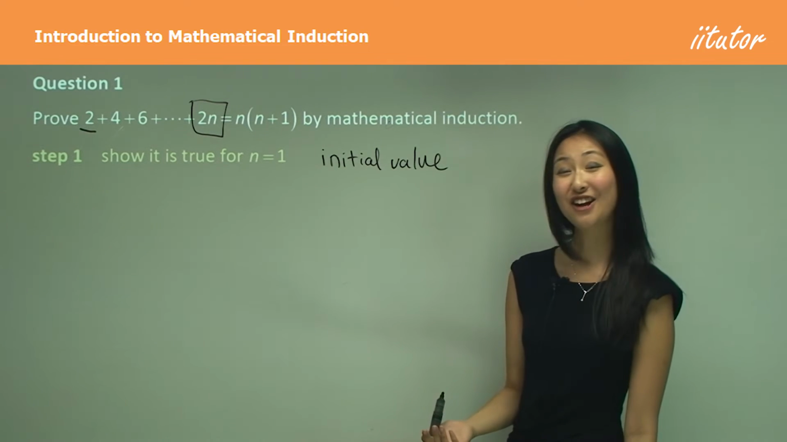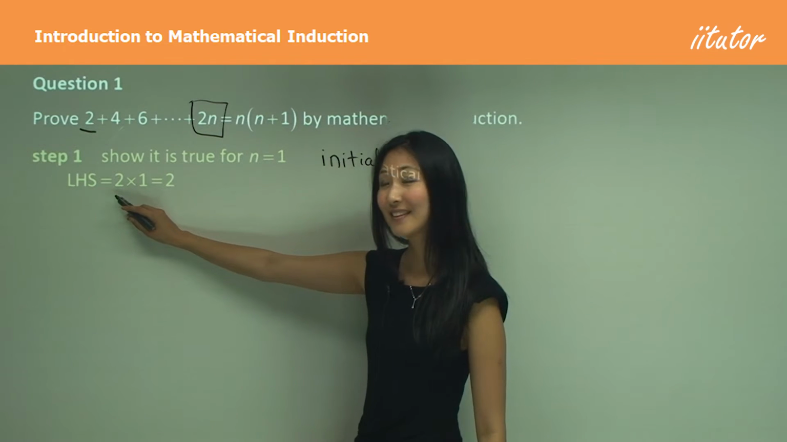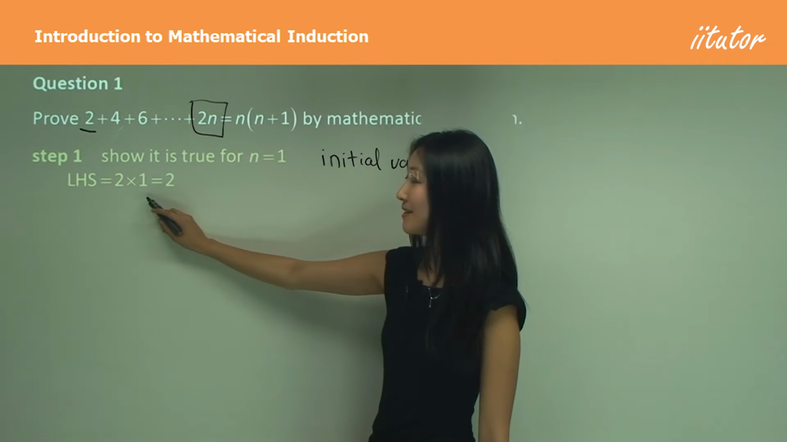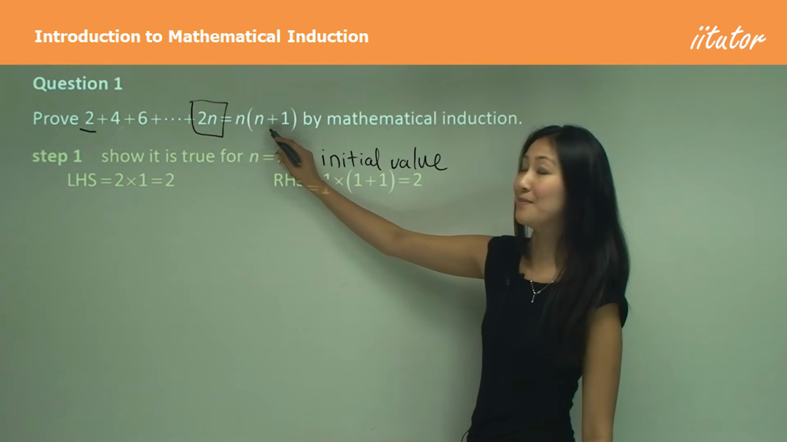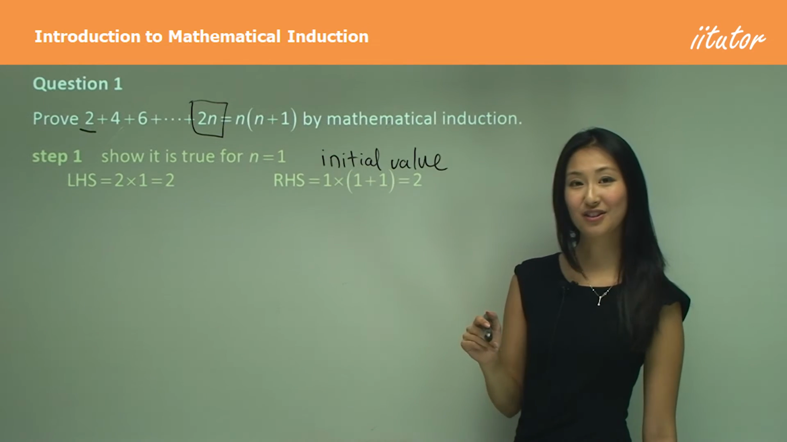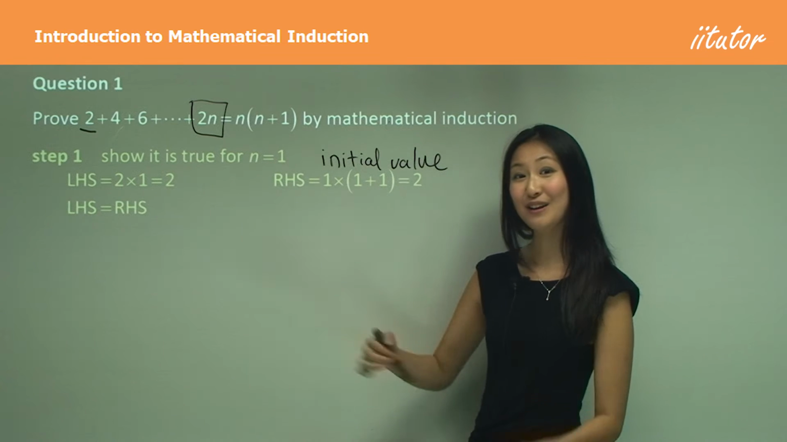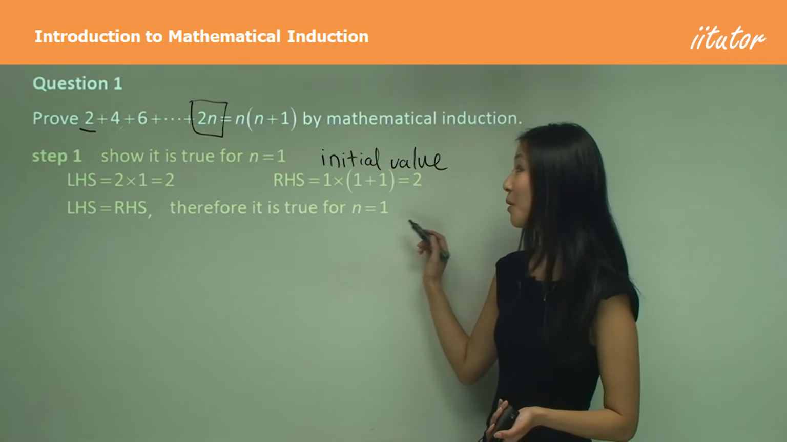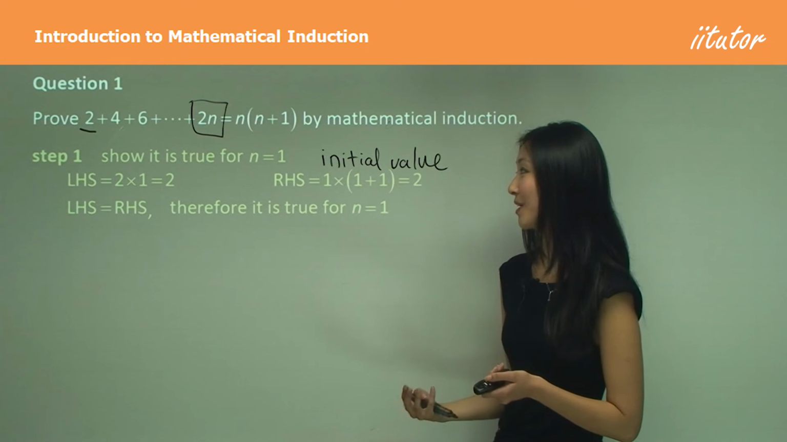All right, so how do we show it's true for n equals to 1? Well, for all proofs, we start off with the left-hand side. So using the general formula, we have 2 times n equals to 1. So 2 times 1 equals to 2. And then we look at the right-hand side, which is n times n plus 1. So that's going to be 1 times 1 plus 1, which also equals to 2. So now we've shown that the left-hand side equals to right-hand side. So therefore, we can make the conclusion that it is true for n equals to 1. So what we've done is that we've proven that yes, there is definitely that initial push, the initial starting process.